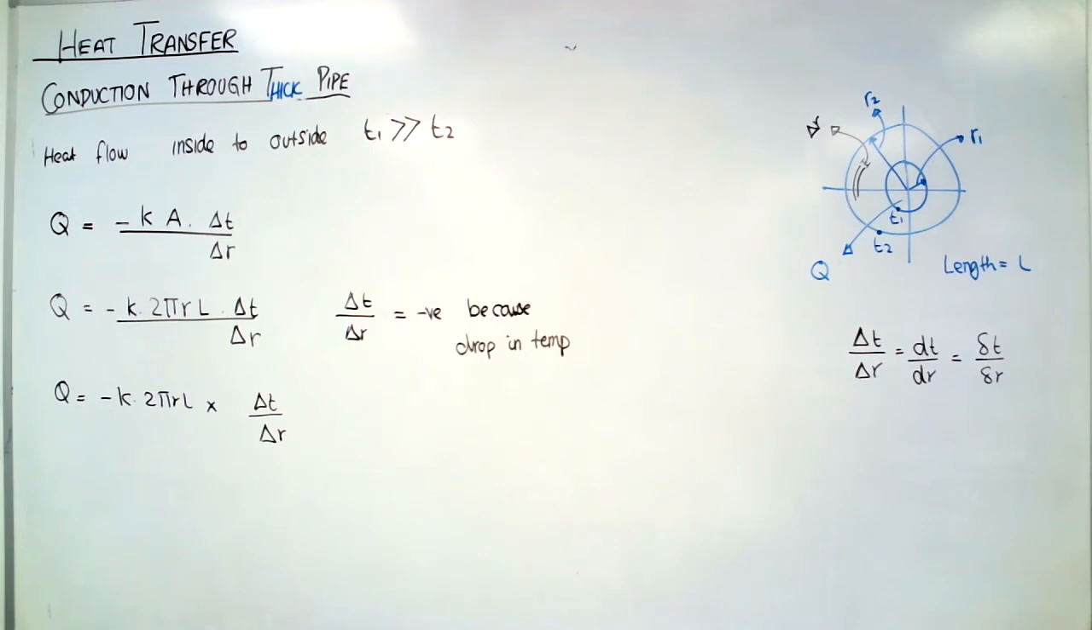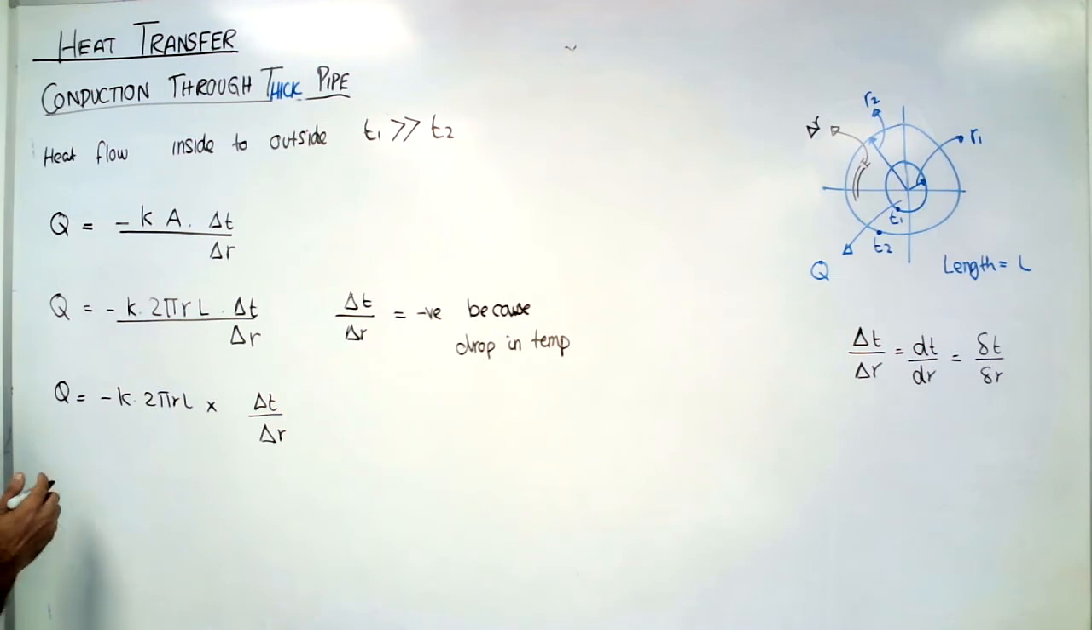Now, what I need to do is integrate. K is constant, 2 is constant, pi is constant, L is constant. The only thing that's changing from the inside to the outside is R. So let's integrate that one. And the other thing that's changing is T as well. So I'm just going to integrate and we'll see what happens.